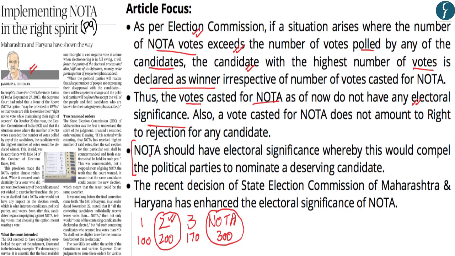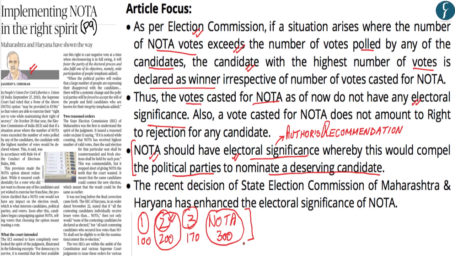And therefore what the author is recommending is that the option NOTA should have some form of electoral significance, which would compel the political parties to nominate a deserving candidate. Whereby if NOTA has received the maximum number of votes, then the majority of the population within that area does not want any of the 3 candidates. And it is within that context that the author wants NOTA to have some form of electoral significance so that it would put pressure on political parties to nominate a more deserving candidate.